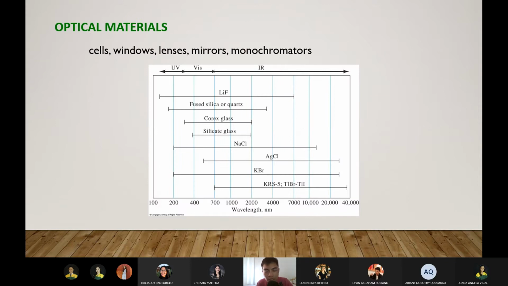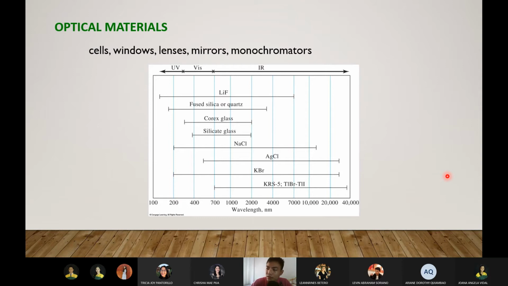The materials to be used in spectrophotometry or spectroscopy are different depending on the type of analysis you're doing. Some materials do interact with light as well. If your material interacts with light, it could cause errors in your measurement. Your standard deviation can become larger or you can get outliers, which we don't like. So for each type of analysis, there should be a corresponding proper material to be used.